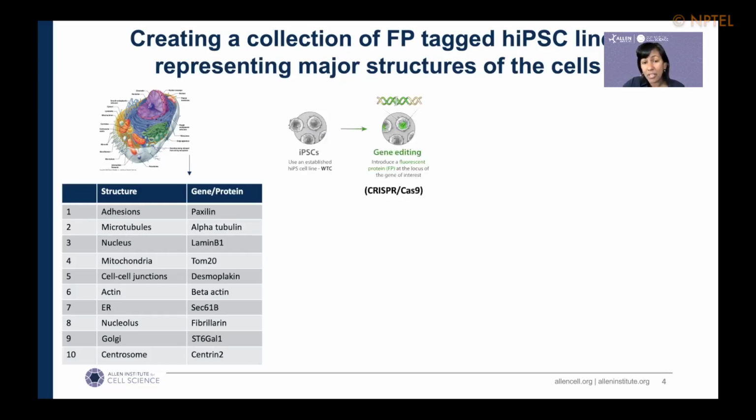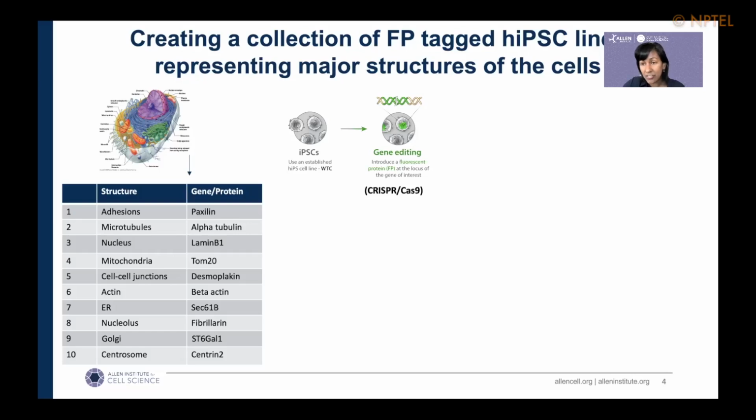So we use our WTC11, that's the name of the stem cell line we're using. It was derived from a healthy individual, and it was reprogrammed to create this stem cell line. So we use CRISPR-Cas9 then to go in there and introduce a tag into this gene of interest. So we've done this for now all the 30 to 50 structures.